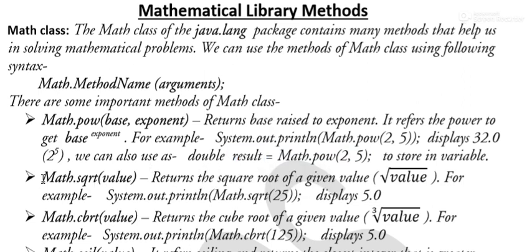In the same way, if you want to find the square root of any value, we can write Math.sqrt, under brackets the number or value for which we want to find the square root. Suppose Math.sqrt(25), it will return 5.0.